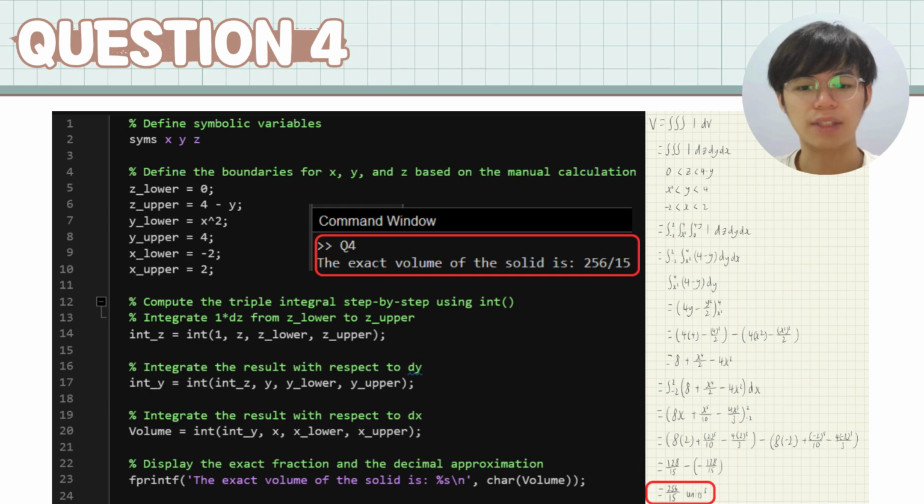Next, we define our integration boundaries exactly as we established them in our manual calculation. We set the z limit from 0 to 4 minus y, the y limits from x squared to 4, and the constant x limits from negative 2 to 2. Once the setup is complete, we perform the actual triple integration step by step using the int function. We start by calculating the innermost integral with respect to z. We then take that result and integrate it with respect to y, and finally we take that result and compute the outermost integral for x.